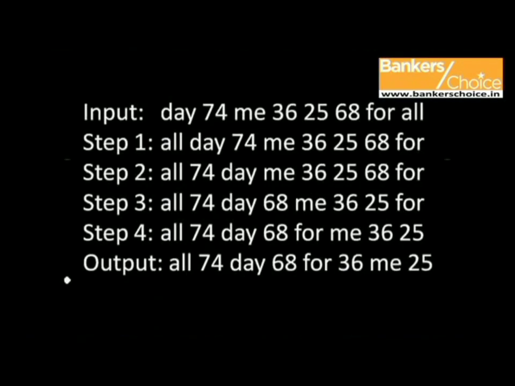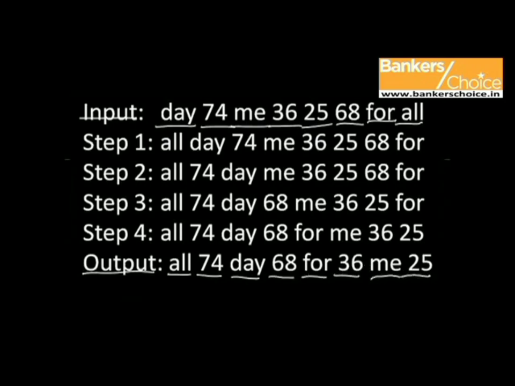A word and number rearrangement machine, when given the input of day 74 me 36 25 68 for all, rearranges it in the following steps and obtains the output as shown, that is all 74 day 68 for 36 me 25. To solve questions based on this topic, we first need to understand the logic behind the rearrangement.